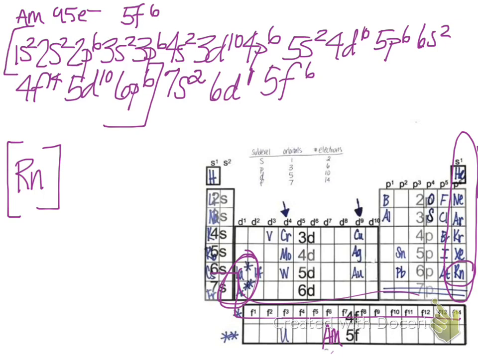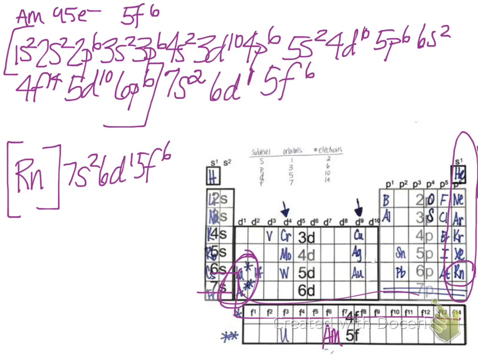That is the electron configuration of radon. So we write radon, and then we put what comes after it: 7s2, 6d1, 5f6. All I did was start from radon and keep reading like we were doing. I just gave ourselves a shortcut.